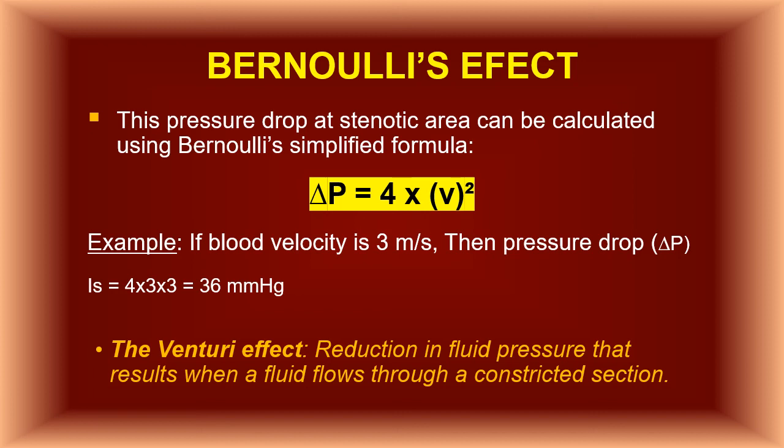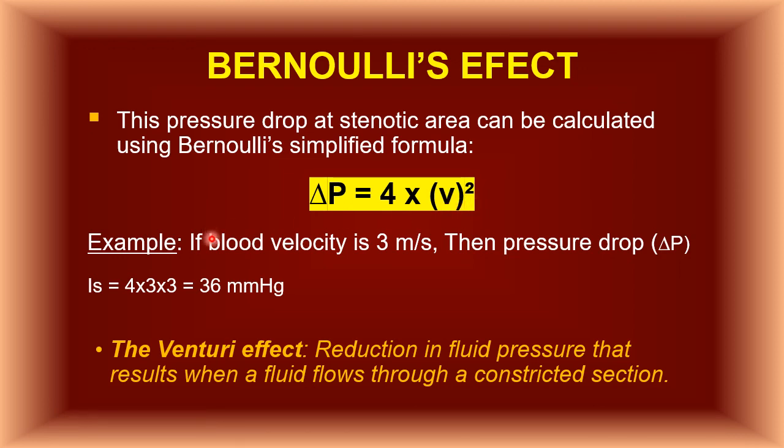As we mentioned earlier, with high velocity I will get a pressure drop. So can we calculate it? Yes, there is a formula for Bernoulli's effect that is easy to apply in hemodynamics. We need to know that Bernoulli's effect is not only applied in hemodynamics, it's applied in hydrodynamics, and in air dynamics. It has a lot of applications in science. But for hemodynamics, there is a simplified formula. This formula says that delta P, which is the pressure gradient or the pressure drop, equals 4 multiplied by V squared. V is the velocity.